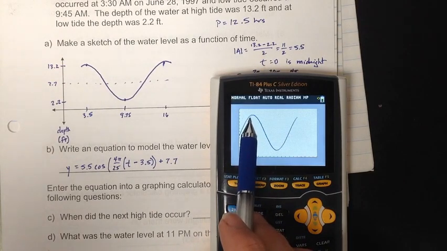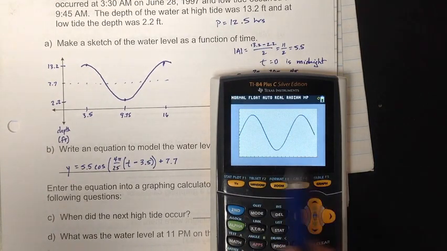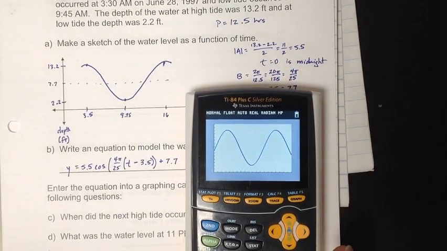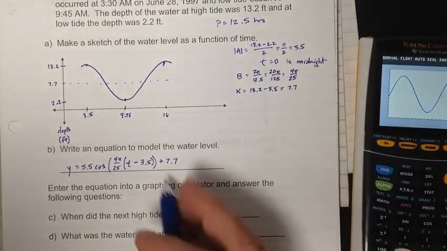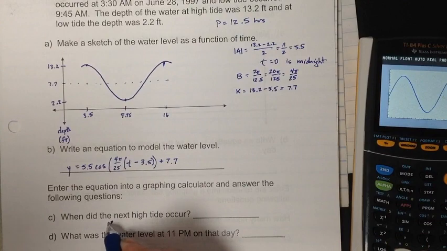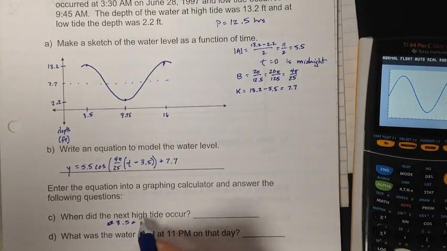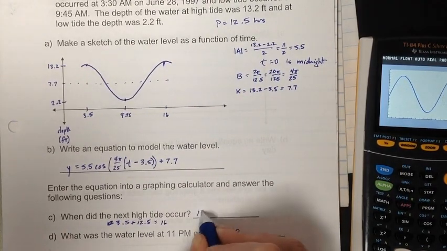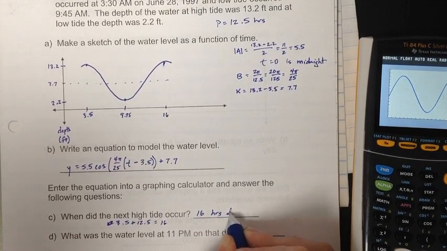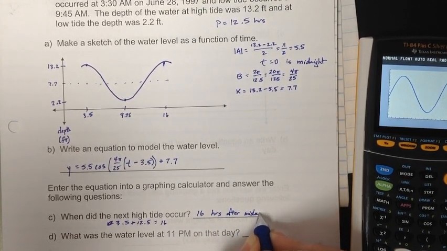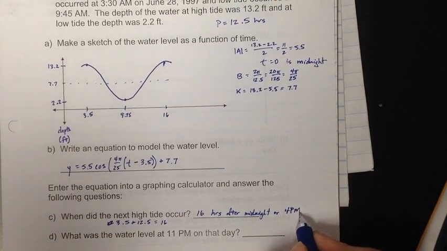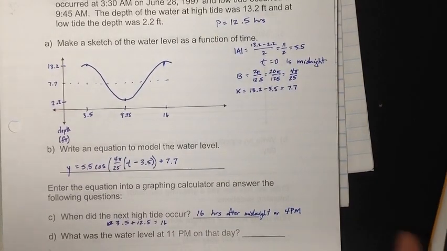So here's our 3.5 hours, and here's our next peak at 16 right there. Halfway in between will be our 9.75 over here. All right, when did the next high tide occur? Well, we know that that was 3.5 plus the 12.5. And that's how we got the 16. 16 hours after midnight, or 4 p.m. on 6/28.